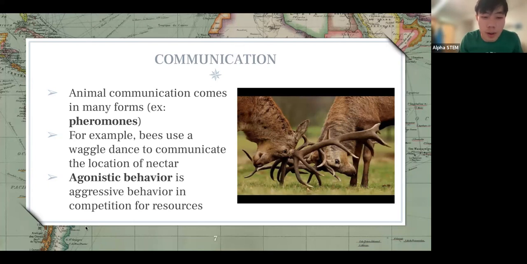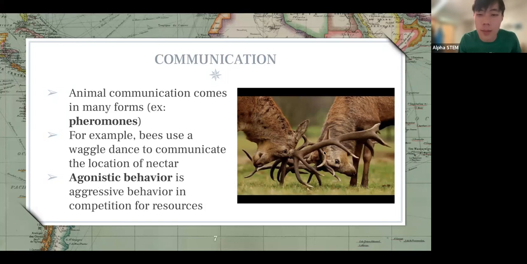And then animals also have different societal structures. For example, bees live in a hive where there is one female called the queen that lays all the eggs. The other worker bees are non-reproductive, but they maintain the nest and care for the young and stuff like that.